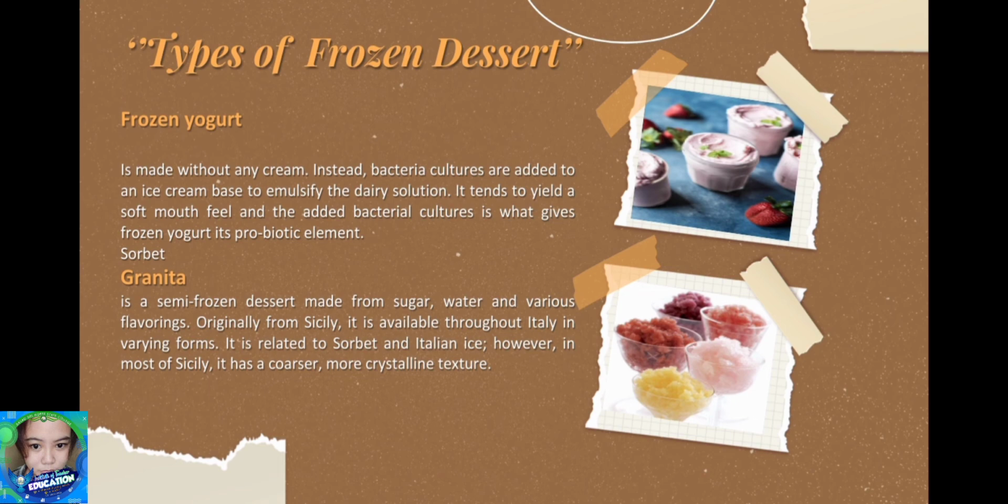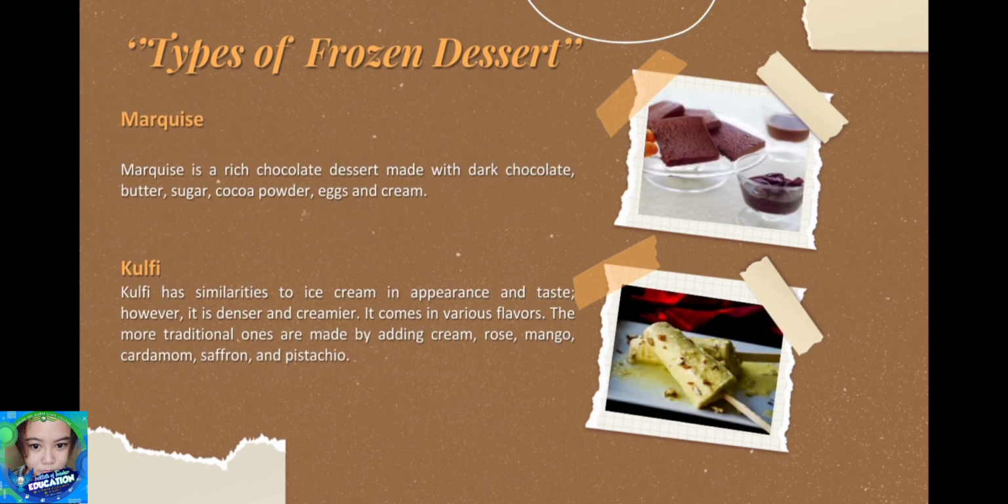Next is the granita. Granita is a semi-frozen dessert made from sugar, water, and various flavorings, originally from Sicily. It is available throughout Italy in varying forms. Next one is the marquise. Marquise is a rich chocolate dessert made with dark chocolate, butter, sugar, cocoa powder, eggs, and cream. So in short, it is a chilled chocolate dessert, like a very smooth, rich mousse in consistency. Its ingredients are, apart from chocolate, butter, eggs, and sugar.